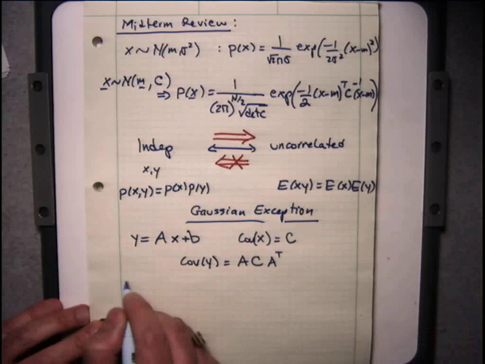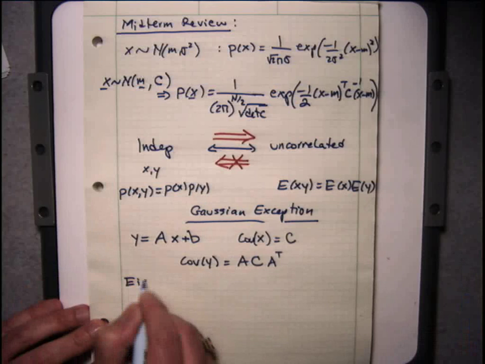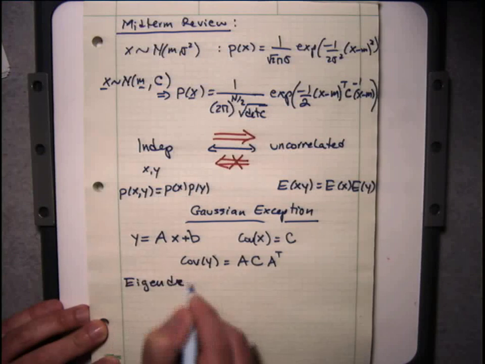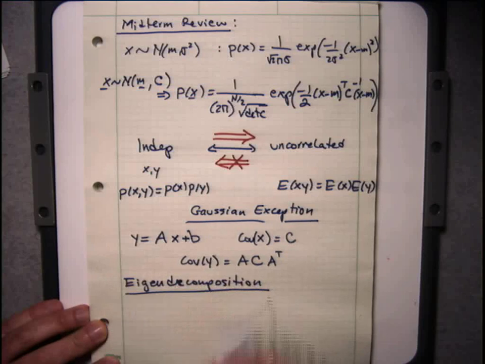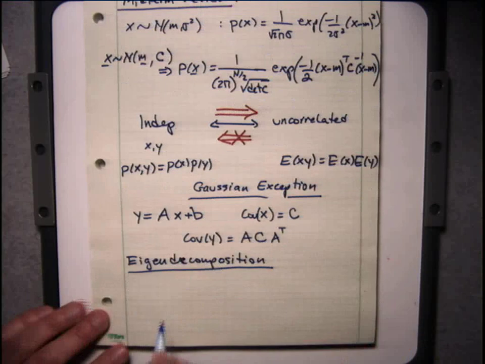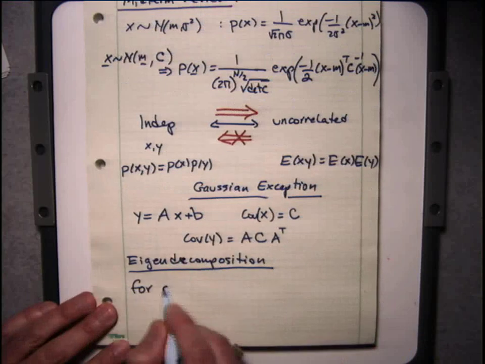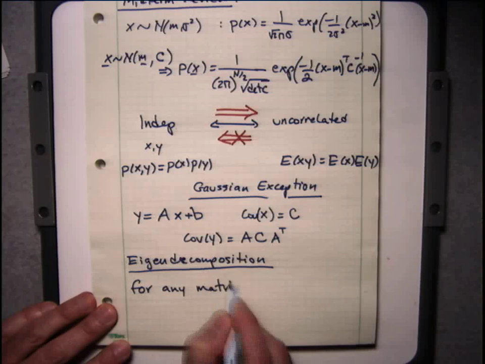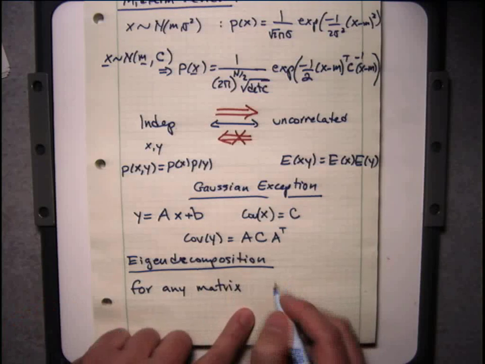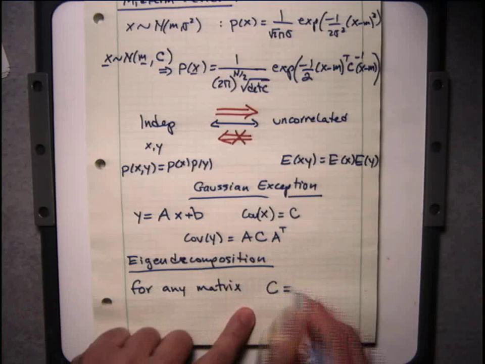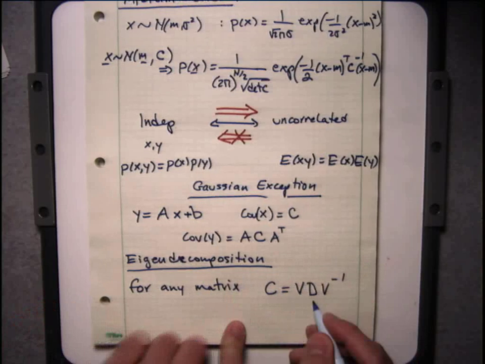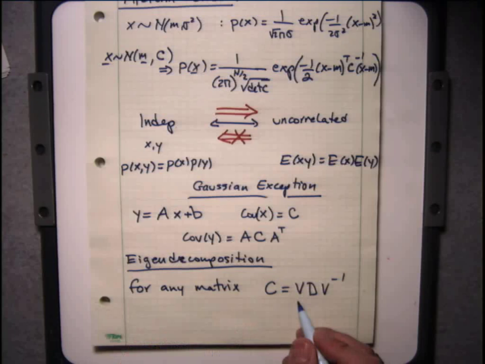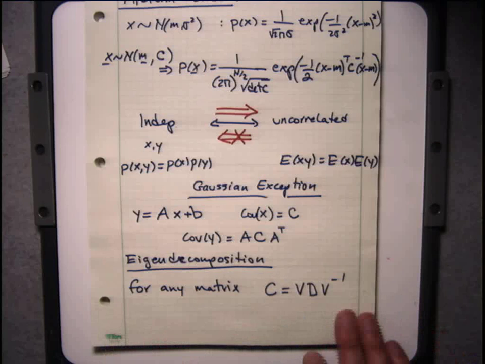Okay, so then linear algebra, probably the most important concepts are the singular value decomposition and the eigendecomposition. The eigendecomposition in particular, for a general matrix, for any matrix that is diagonalizable, we can write C equals V D V inverse, where D is a diagonal matrix and V is not necessarily an orthogonal matrix. So this is just the general eigendecomposition.